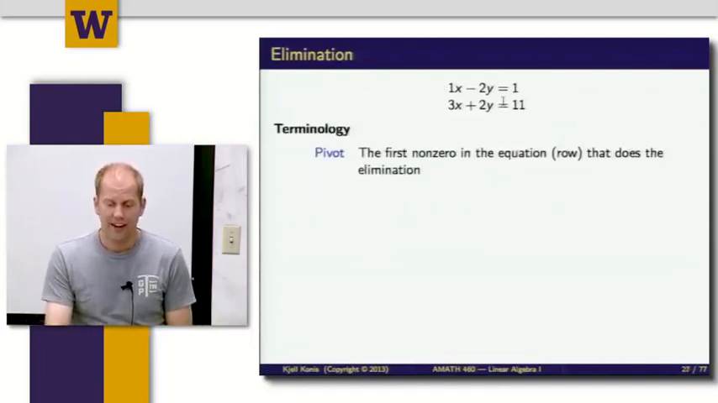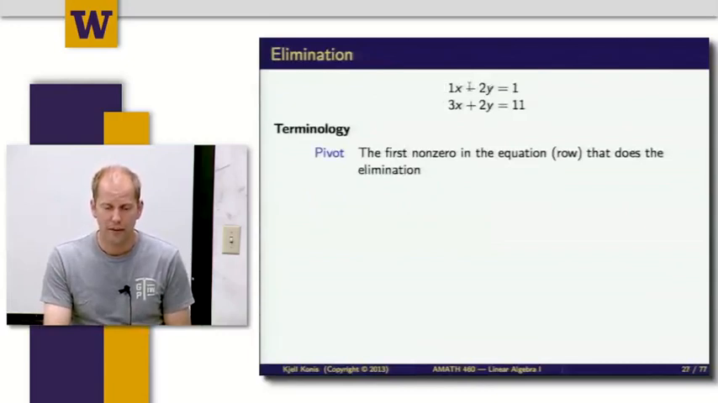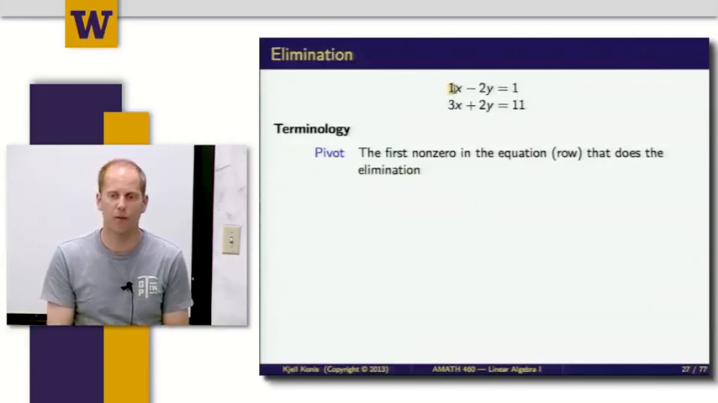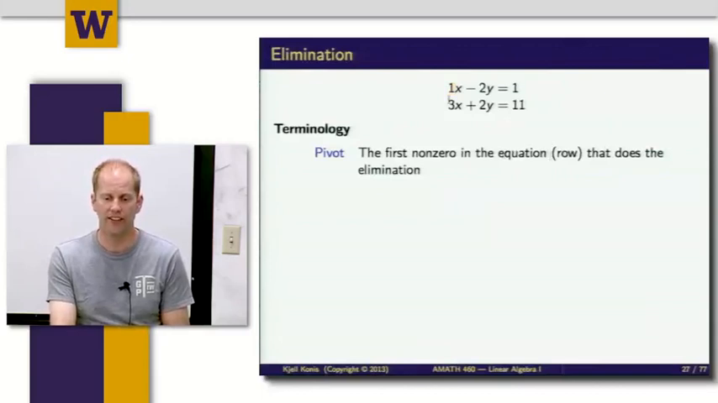So now let's look at a more technical approach for solving this problem. Instead of just calling this x, I'm going to put a 1x here. And I'm going to introduce a little bit of terminology. A pivot is going to be the first non-zero coefficient in the row that does the elimination. When I do my substitution, I'm using the first equation to eliminate the x in the second equation. So that's what I mean by the row or the equation. This is the equation that's going to do the elimination.